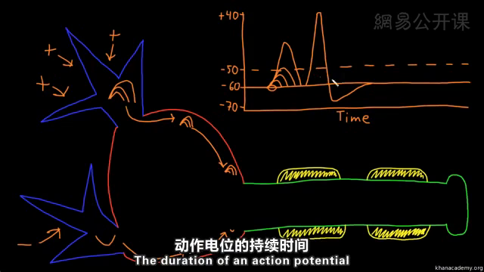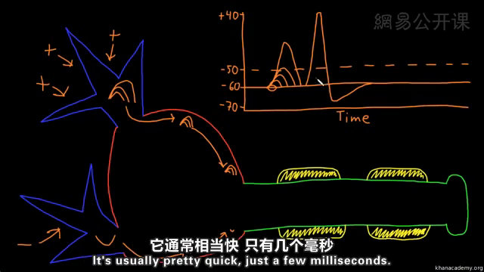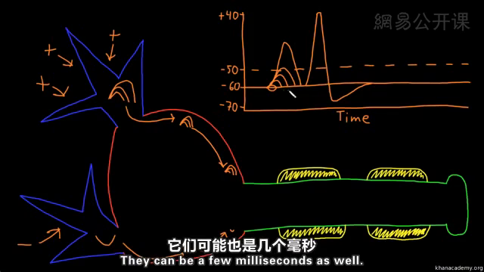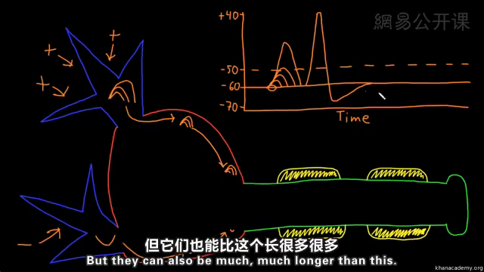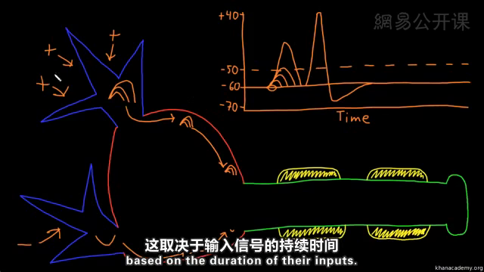The duration of an action potential is also usually consistent for any particular neuron. It's usually pretty quick, just a few milliseconds. Graded potentials can also be pretty fast. They can be a few milliseconds as well, but they can also be much, much longer than this. Graded potentials have a wide range of durations based on the duration of their inputs.